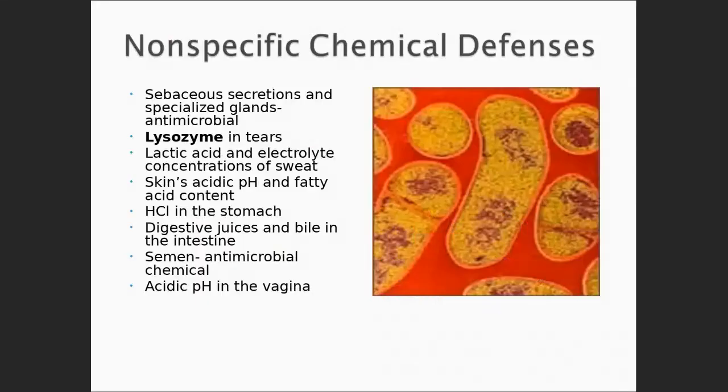Questions? All right. Non-specific chemical defenses. These are the sebaceous secretions that are oleic acid and sebum. The last is tears, lactic acid, and electrolyte concentrations of your sweat, the skin's acidic pH, and fatty acid, right? The hydrochloric acid in the stomach, right? Digestive juices in the bile and the intestines. Even the semen has antimicrobial chemicals in it so that the sperm don't get destroyed by bacteria.